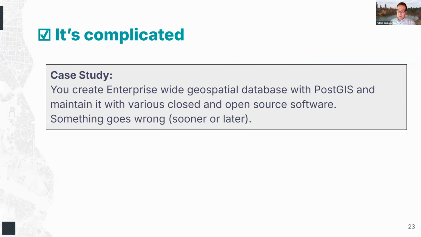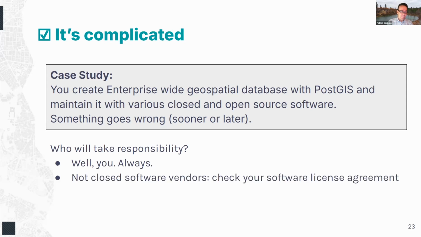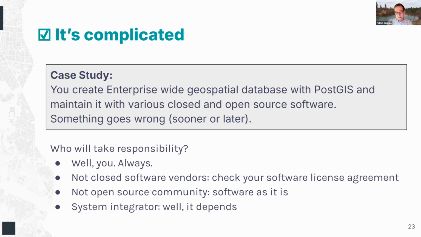It's complicated. You create the enterprise-wide geospatial database with PostGIS and maintain it with various closed and open source software. Something goes wrong sooner or later, right? Who will take the responsibility? Well, you always. No, not closed software vendors. You have to check your software license agreement. Open source community, as we are, we deliver software as it is. So system integrator, maybe, well, it depends if they will take any kind of responsibility of the problems.